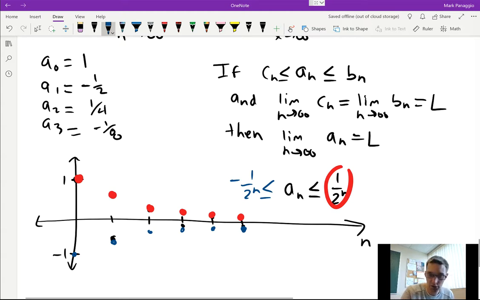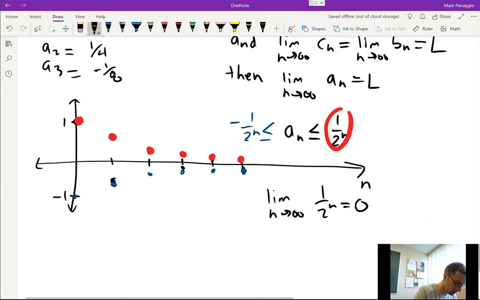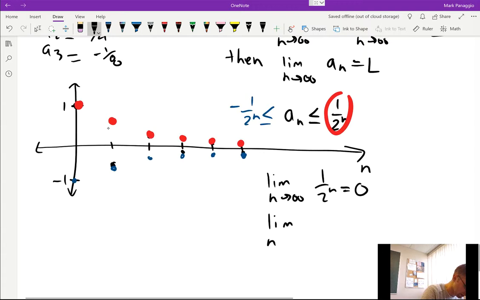Well, the good news is we've already actually evaluated those limits. The limit as n goes to infinity of 1 over 2 to the n was 0. We showed that a little bit earlier on. And similarly, the limit as n goes to infinity of negative 1 over 2 to the n is just the same sequence with each term negative. So it's got to approach 0 as well.